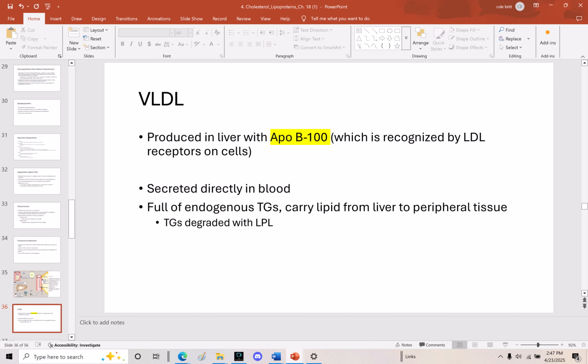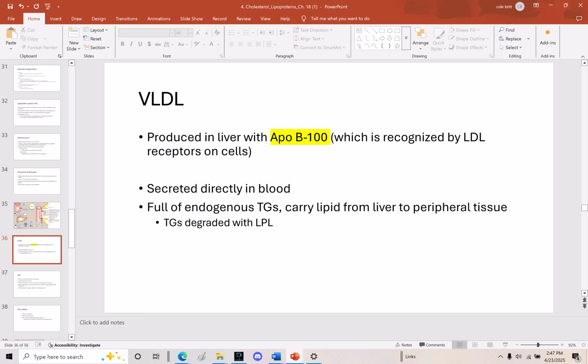VLDLs, very low density lipoproteins. These are made in the liver, not the intestinal cells. They have their own specific apoprotein, ApoB100. This apoprotein is important for recognition by LDL receptors on cells. VLDL is made in the liver, and it's secreted directly into the blood.